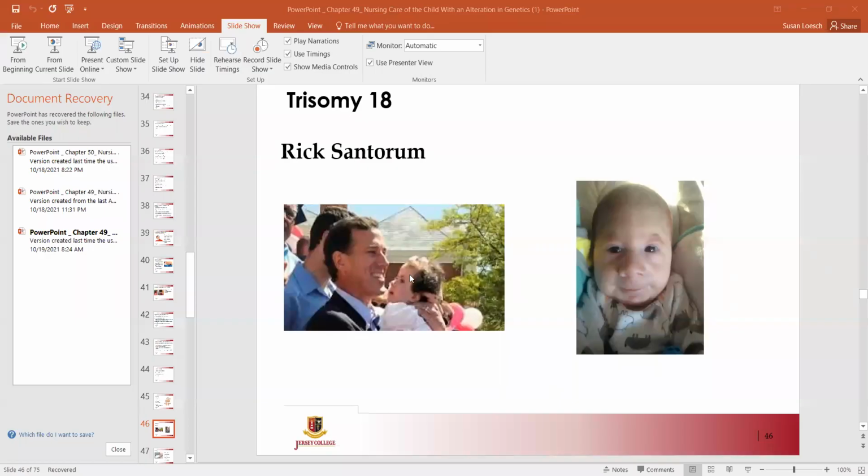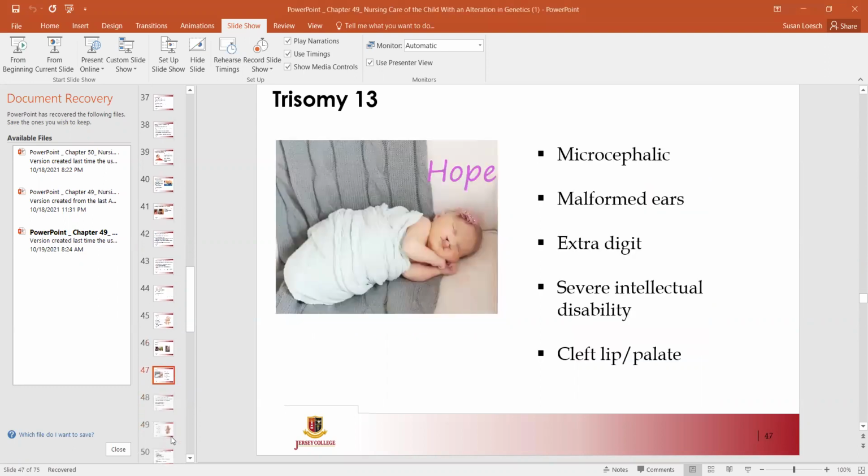All right, Bella is currently 13 years old, and the oldest person in the US that has this disorder that's still living is actually 40 years old. So we do have some people that survive it. All right, trisomy 13. In this disorder, the baby will have a microcephalic head, meaning small. They'll have that wide sagittal suture and fontanelles, the malformed ears, the small eyes, the extra digits, severe hypotonia, severe intellectual disabilities, congenital heart defects, cleft lip, and cleft palate.